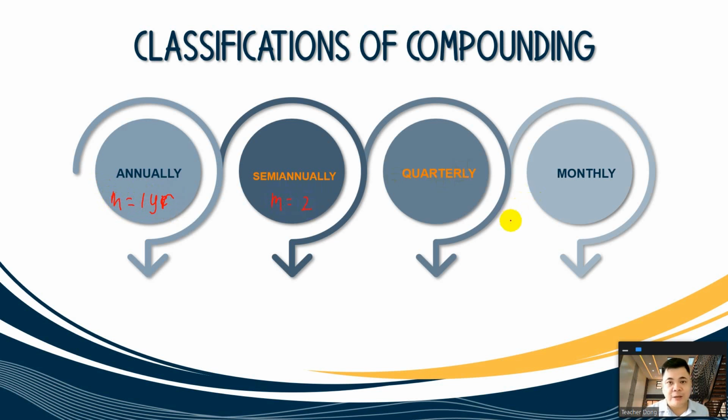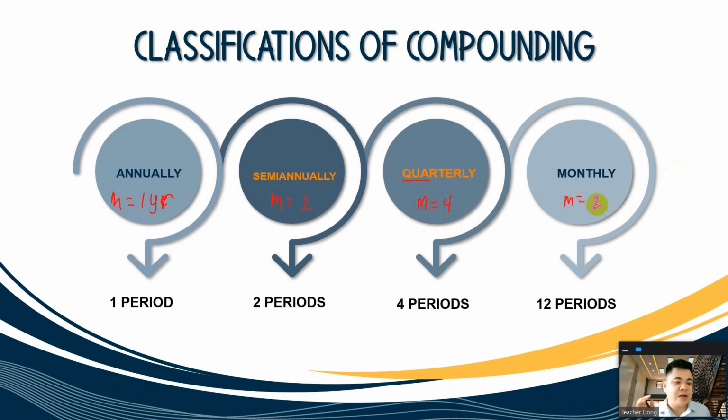And then for quarterly, when we say quarterly, you're going to divide the year into 4. So we have 3 months each. So how many 3 months do we have in 1 year? We have 4. That's why we call it quarterly. So it means that we have 4 compounding periods for quarterly. How about for monthly? Of course, how many months do we have in a year? So it means our M here is equal to 12.